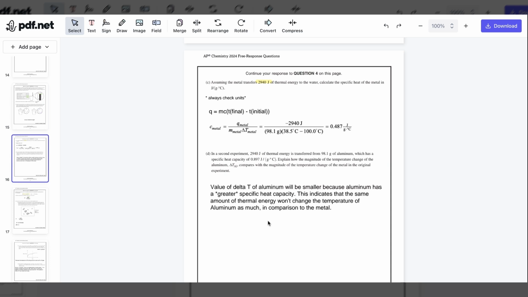So I said the value of delta T of aluminum will be smaller because aluminum has a greater specific heat capacity, and that indicates that the same amount of thermal energy won't change the temperature of aluminum as much in comparison to the metal. And that's it.